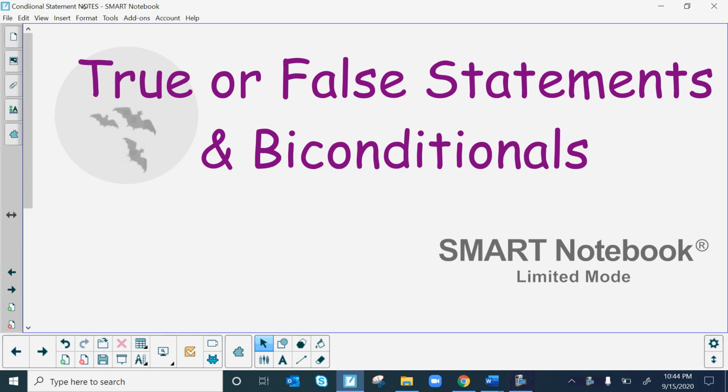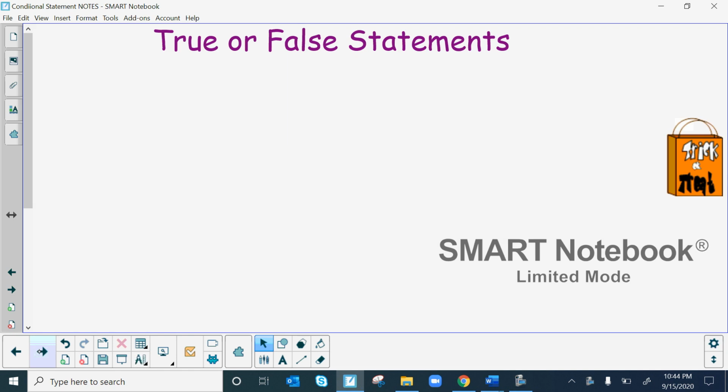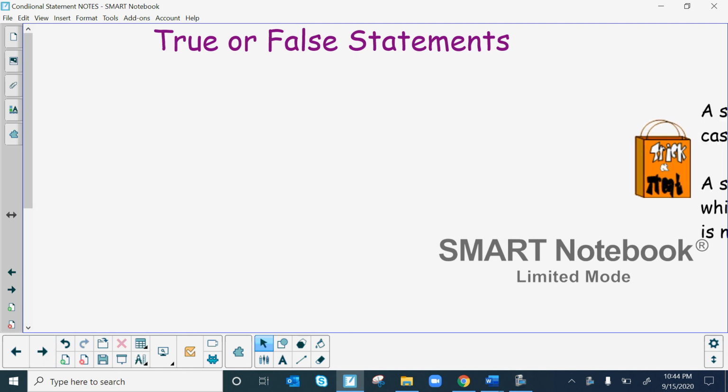All right, this section is going to be a continuation of conditional statements, with an emphasis on whether the statements are true or false, and biconditional statements, sometimes called just biconditional. So let's talk about what it means to be true or false.